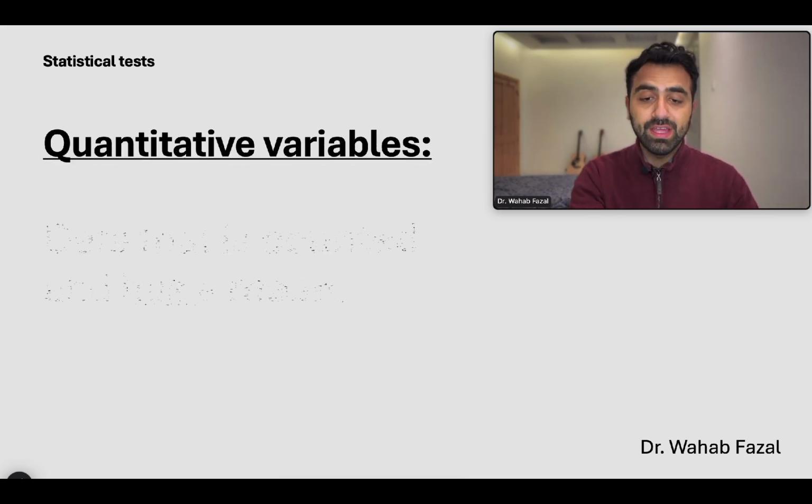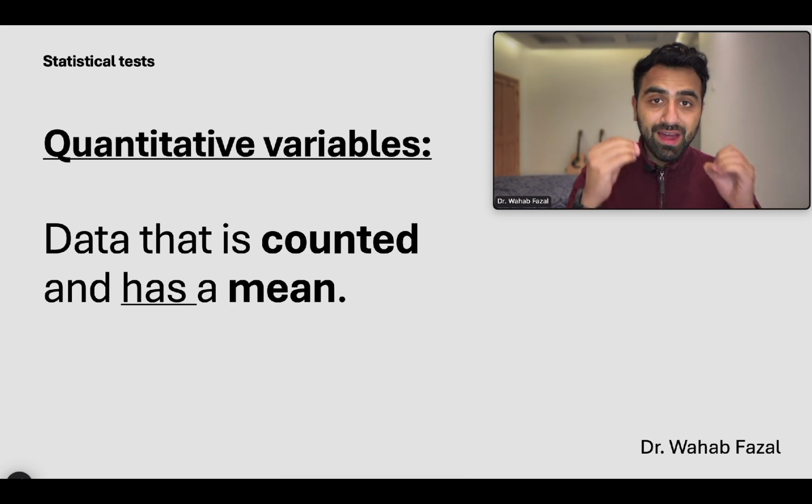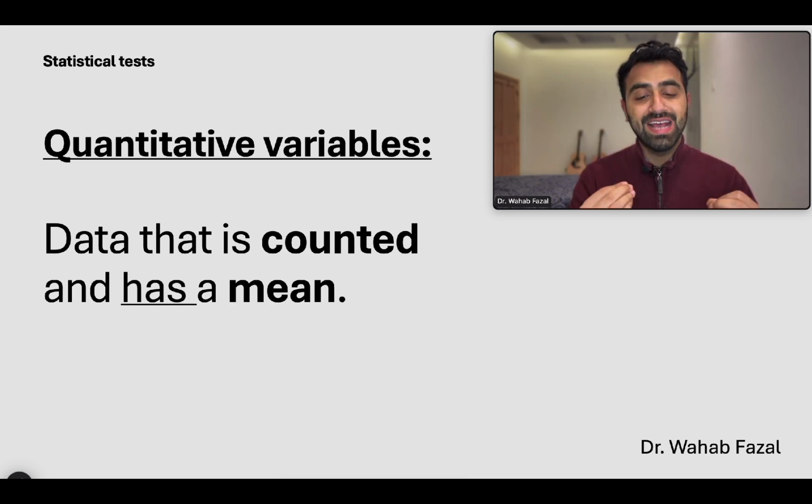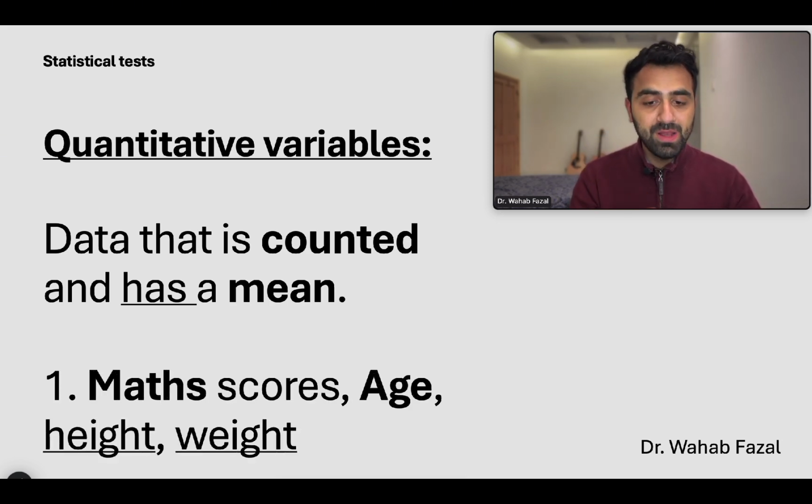What are quantitative variables? Quantitative variables are data that is counted and has a mean. What's the example? Well, math scores. A smart student gets high math scores. Those math scores can be counted. Age can be counted. Height and weight can be counted.